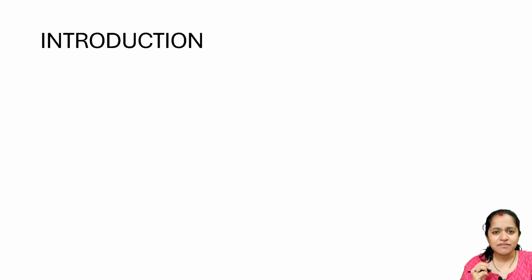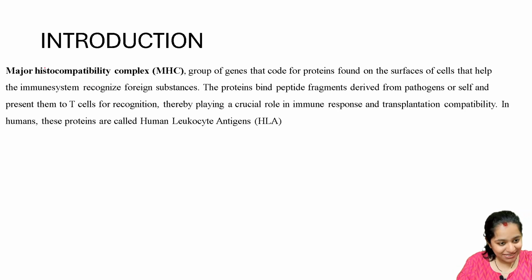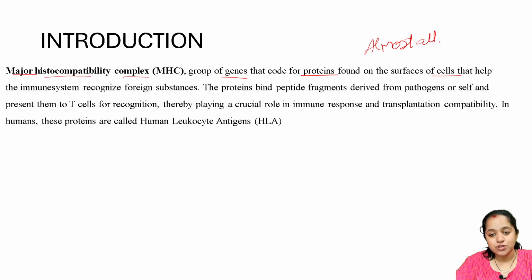Now, let's start with the definition first. MHC, that is major histocompatibility complex, is a group of genes. Now, what do these genes do? These genes code for proteins. These proteins are found on the surface of cells. Which cell? On almost every human cell. So, MHC is a group of genes which code for proteins, and these proteins are found on the surface of almost every human cell. That helps the immune system in recognizing foreign substances.